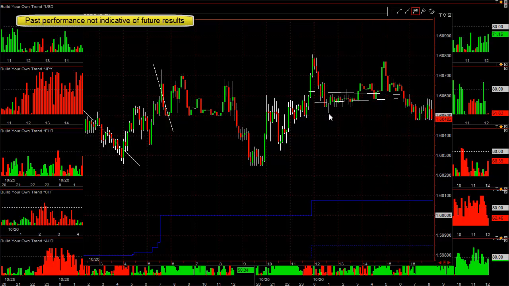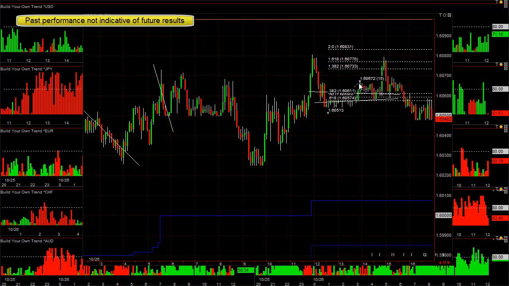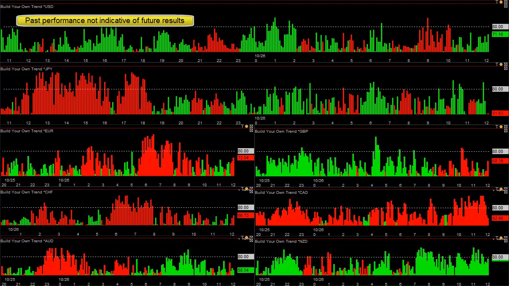And you never know where it's going to go. Always draw your fibs just to get an idea of where the market could stall. And if it can't get past those fib areas, get out. So at least you make 10, 15 pips versus having it result in a loss.